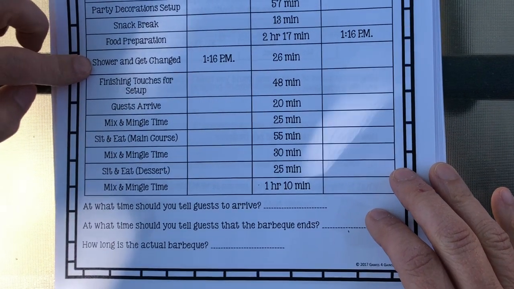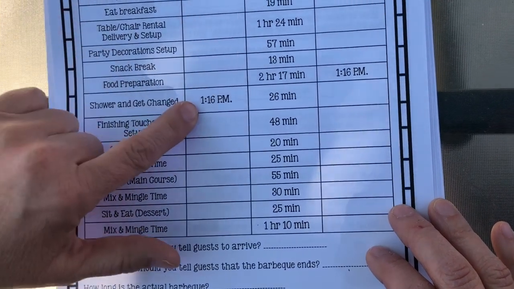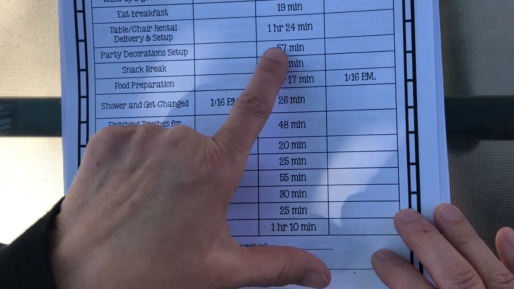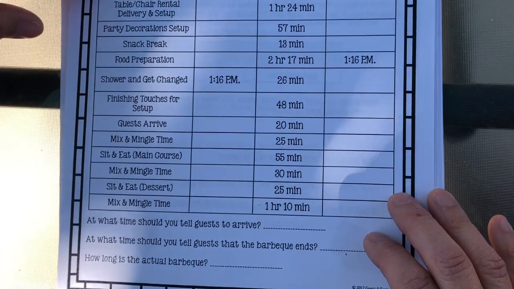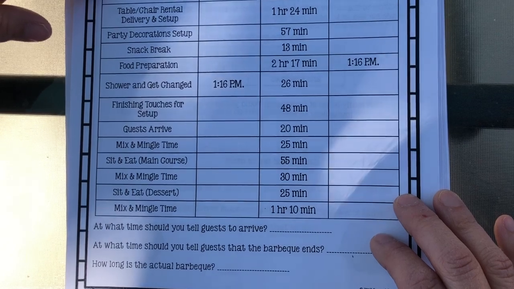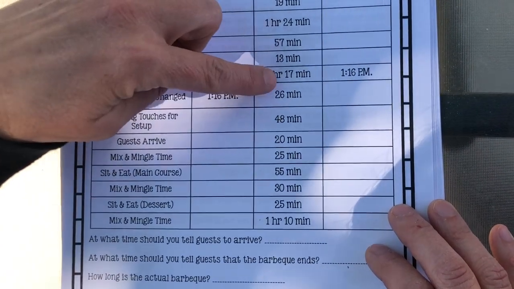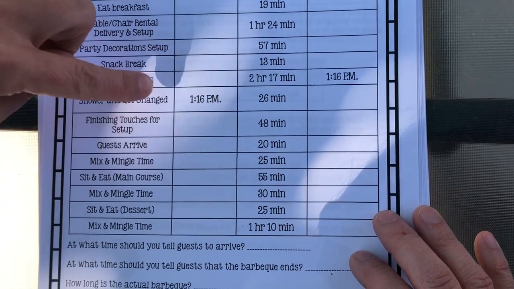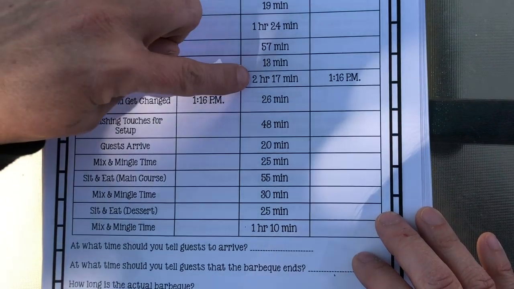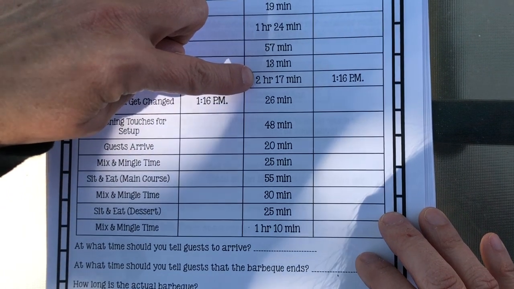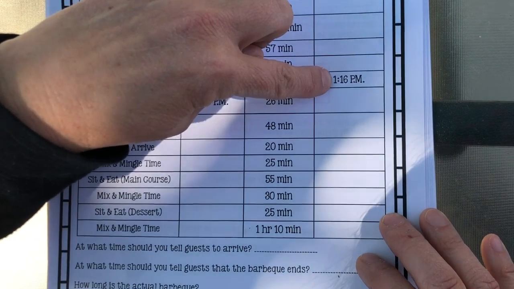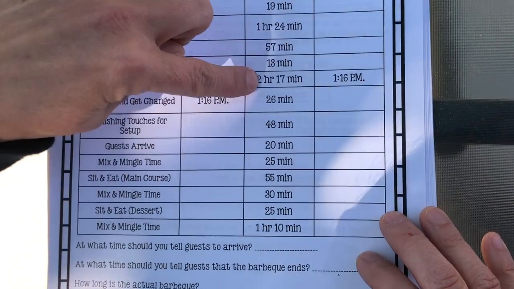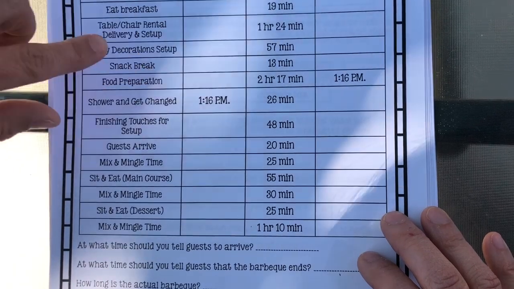So if you know that you have to shower and get changed at 1:16 p.m. and then you know the times for all of these different activities, then you can figure out when it is that you should wake up and get dressed based on the times here. You notice that your food preparation takes 2 hours and 17 minutes, but it ends at 1:16. That's when you shower at 1:16. So you can back up from here and figure out when you should start preparing your food.